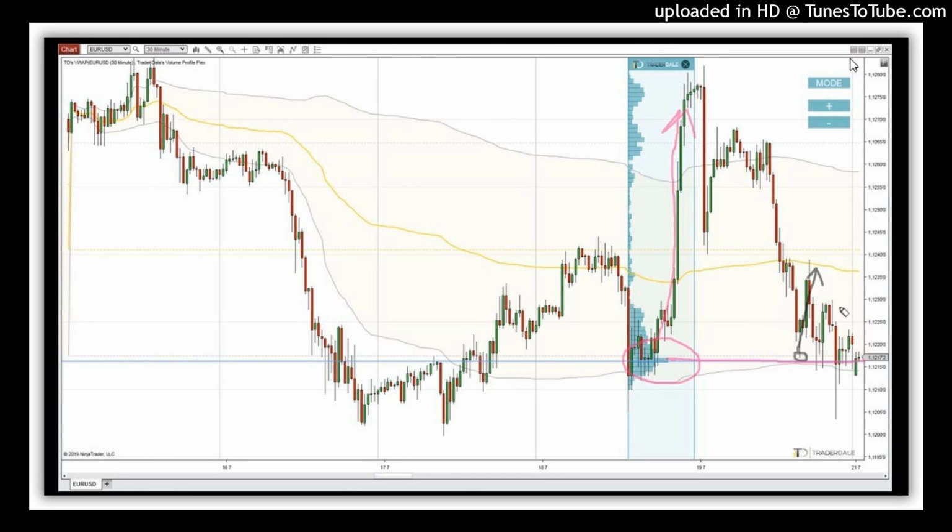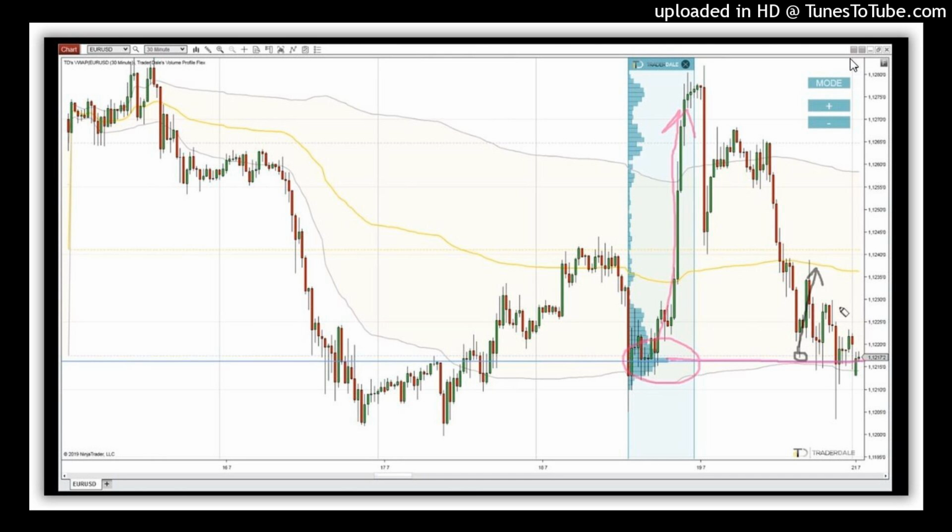Now let me have a look at the profile in here. There were pretty massive volumes accumulated in the rotation there. And there is the first deviation, so this is a confluence of the volume profile and the first deviation of the VWAP right there. So this would be a nice short from this level, alright?